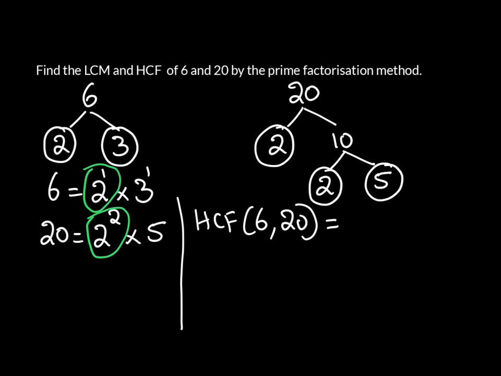After figuring out the common prime factors, you pick up the prime factor with the smallest power, which is 2 to the power 1. So the highest common factor of 6 and 20 is 2.